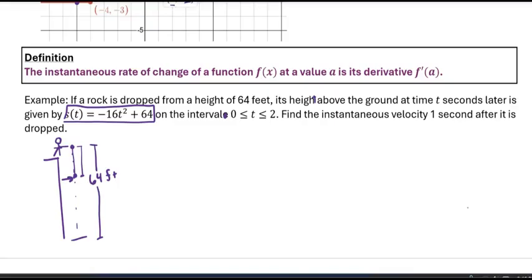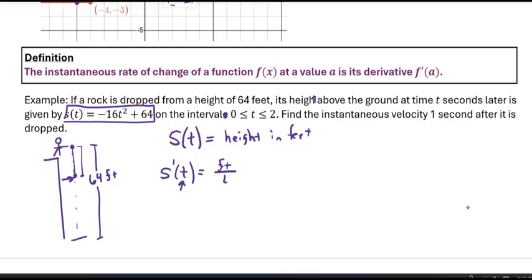So what we want, since s of t, let me just explain this out. S of t is given as the height at any time t, right? So s of t is height in feet. Then if we take the derivative of that, s prime of t, what are we going to get? We're going to have feet, but it's going to be a rate per the variable we're looking at, per time. T is seconds. So what we're going to get is a rate, feet per second.